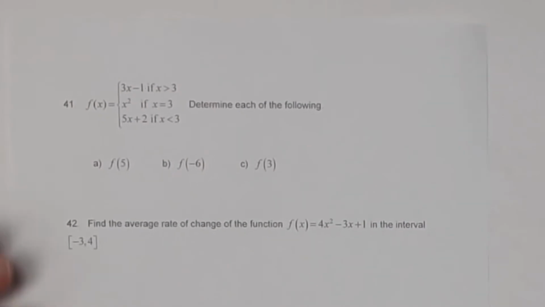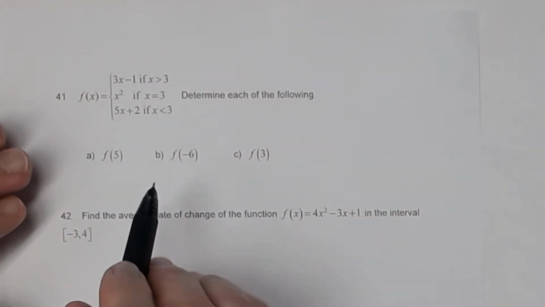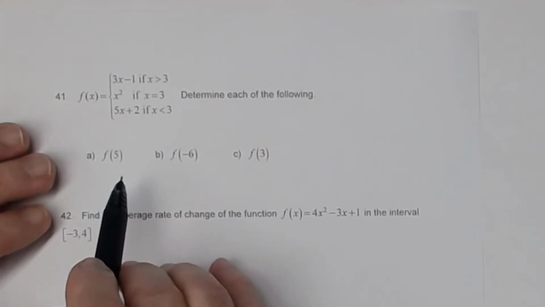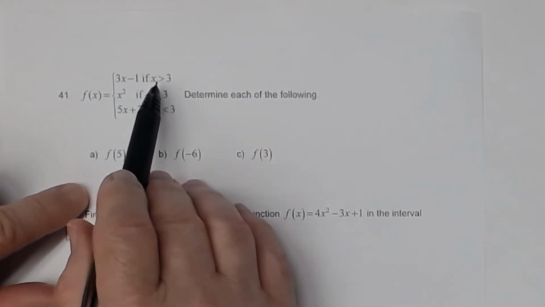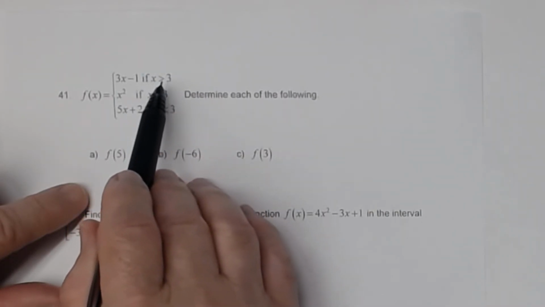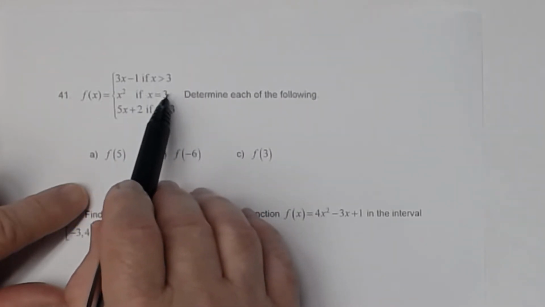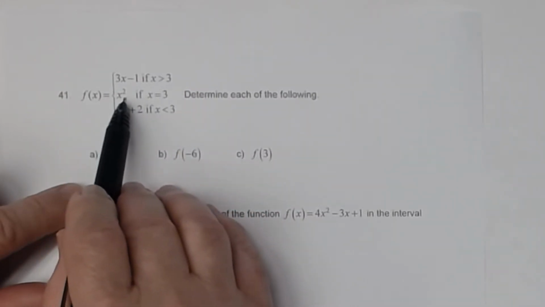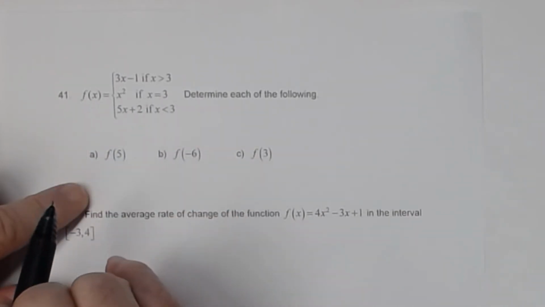All right, 41, you're given a piecewise function and you want to find each of those functional values here. So you're told f of x is equal to 3x minus 1 if my x, the part of the domain I'm using, is greater than 3. If x equals 3, then my function is going to be x squared. And if x is less than 3, my function is going to be 5x plus 2.